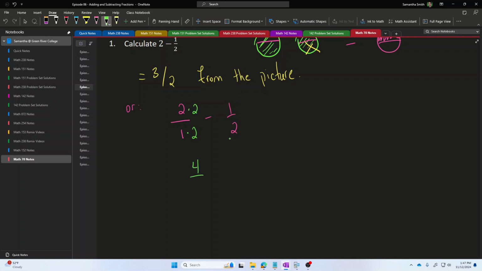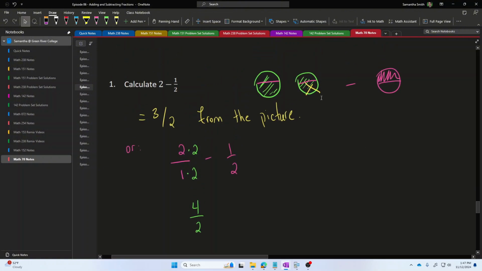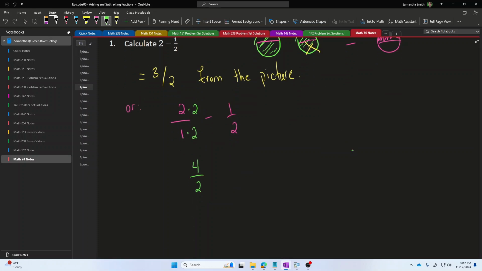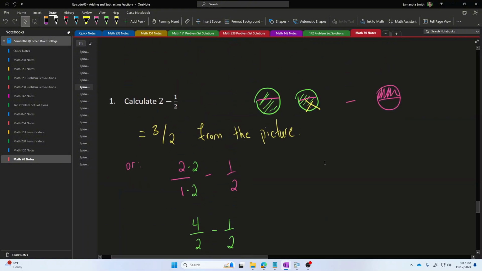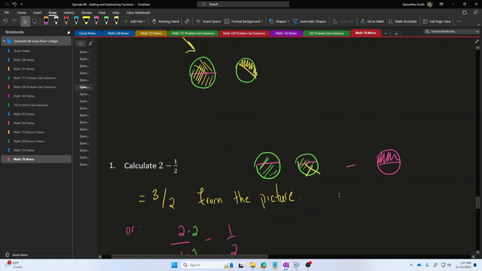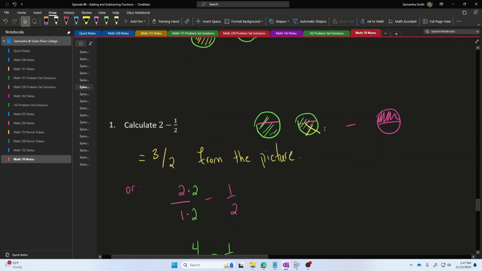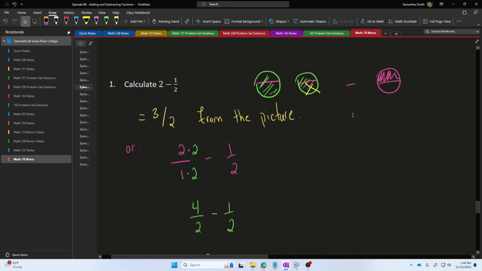And that gives me 4 over 2 for that first quantity, and that reflects 1, 2, 3, 4 halves if I cut the 2 pizzas in half. And I'm taking away one of those halves. And if I subtract just the two numerators, 4 take away 1, I'm left with 3 halves out of the pizza. And that's exactly the same thing that we found via the picture earlier. If I have 2 full pizzas and I remove 1/2 of a pizza, that leaves me with 3 halves of a pizza, or 1 and 1/2 if you prefer.